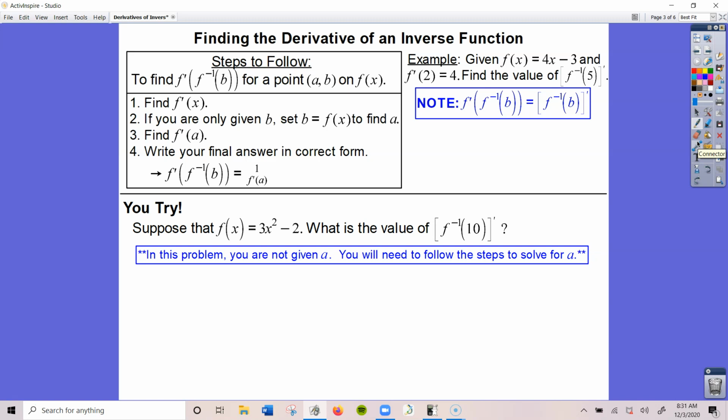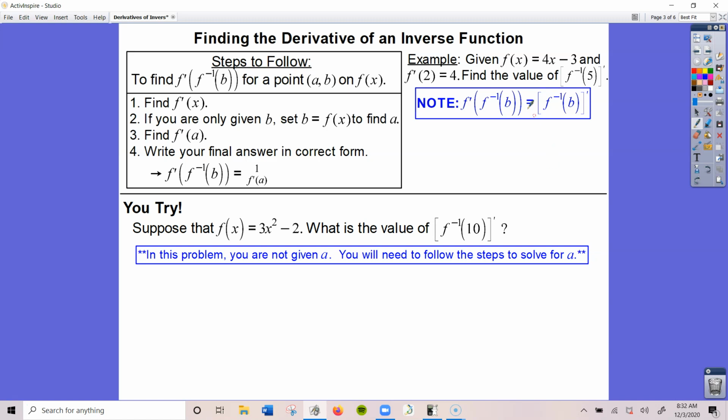I put some steps here for you to find f prime of the inverse of b for a point (a, b) on f of x. First, you're going to find f prime of x. If you are only given b, which is the x value, you have to figure out what the y value would be, because the y value is the x value of the inverse. So you would set b equal to f of x in order to find a. Then you would find f prime of a, and we would write the answer in the correct format. The derivative of the inverse is equal to 1 over f prime of a.